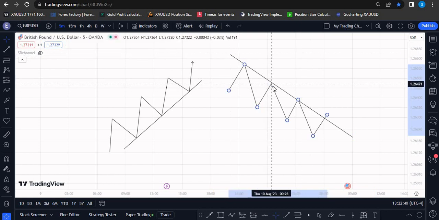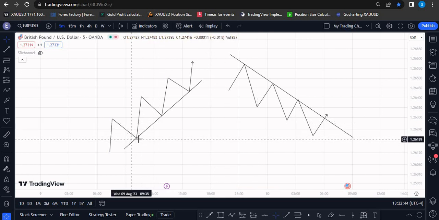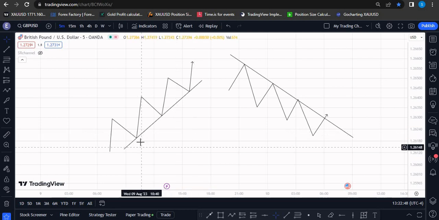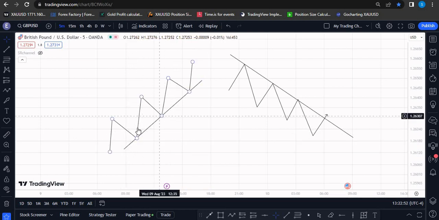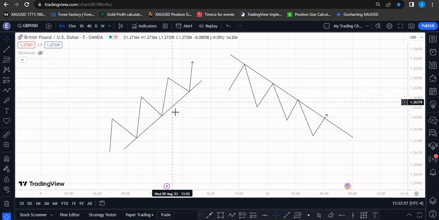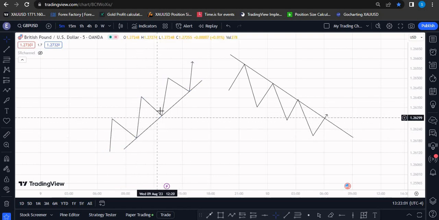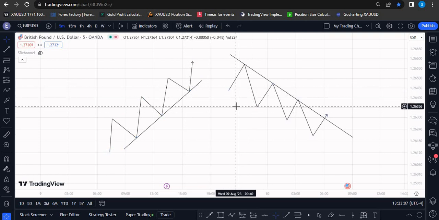You can see now that we have multiple touches right here. You can see this first touch, this second touch, and this is the third touch. If you want to spot an entry with this trend line, you spot an entry at the third touch and the fourth touch, if the market creates a fourth touch. Let's say this is the first touch, we are not going to take a trade. This is the second touch, we are not going to take our trade, and this is the area where we are going to take our entry. Same thing as an uptrend.